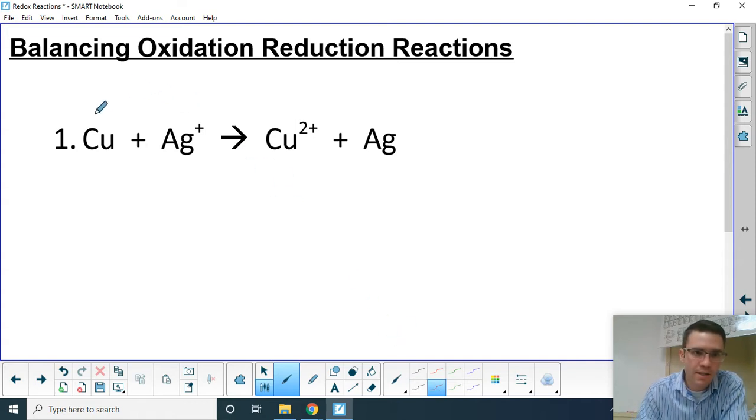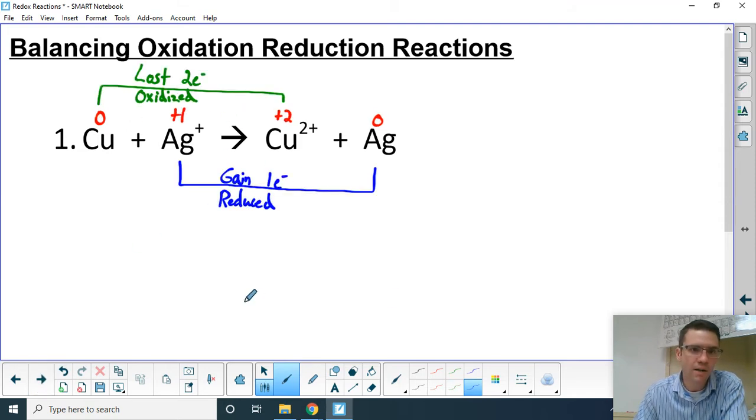So we're going to assign oxidation numbers. Copper is 0. Silver is +1. Copper is a +2 on the product side, and silver is a 0. We can identify who's gained and who's lost electrons and figure out who's oxidized and reduced. And so the copper ends up being oxidized.